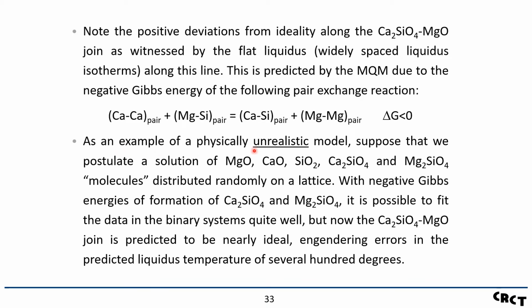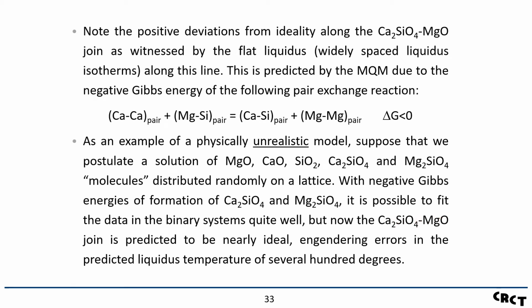As an example of a physically unrealistic model, suppose that we were to postulate a solution of magnesia-calcium-silica and the orthosilicates, molecules, distributed randomly on a lattice. Now we know that this is not a physically realistic model, but with the negative Gibbs energy of formation of the silicates, it would be possible to fit the data in the binary magnesia-silica and calcium-silica systems very well. You can fit the binaries very well, but now when you try to go to the calcium-magnesia-silica ternary system, you would be hundreds of degrees off.